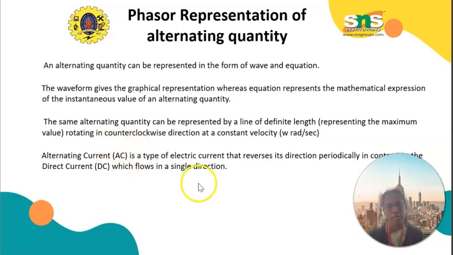An alternating quantity can be represented in the form of a wave and an equation. The waveform gives the graphical representation, whereas the equation gives a mathematical representation of the instantaneous values of the alternating quantity. The same alternating quantity can be represented by a line of definite length. Alternating current is a type of electric current that reverses direction periodically, in contrast with direct current, which flows only in one direction. Thank you all.